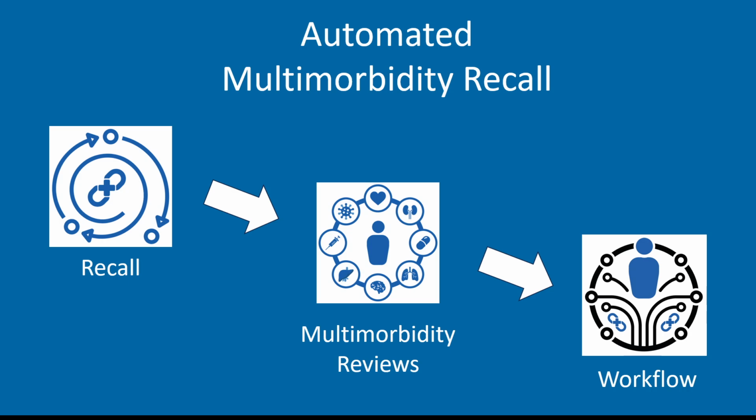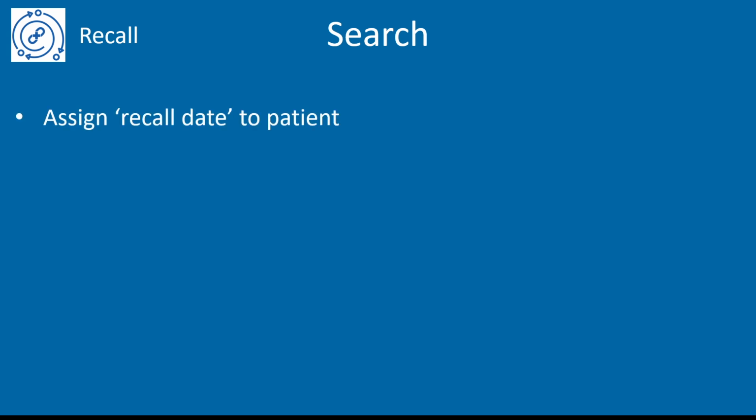So that's kind of the bird's eye view of the process. Now we're going to look in more detail at each of these 3 steps. First of all, recall. That's why we're here. The primary aspect of our recall product is scheduled. We schedule it throughout the year to make sure every patient gets covered. And we start by searching.